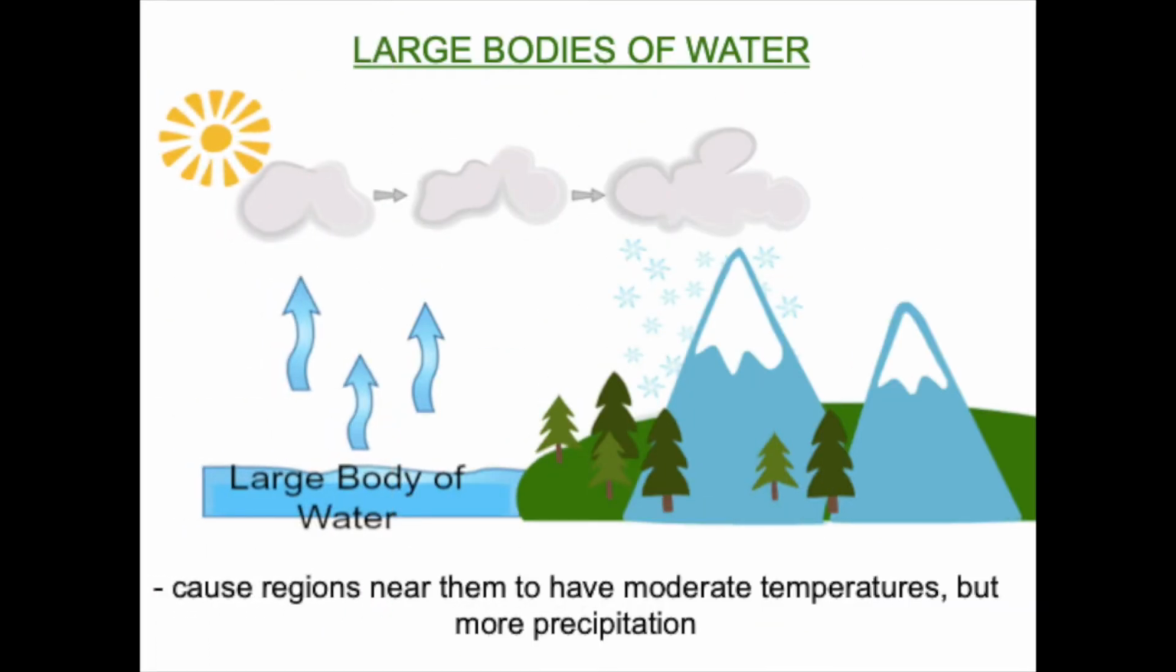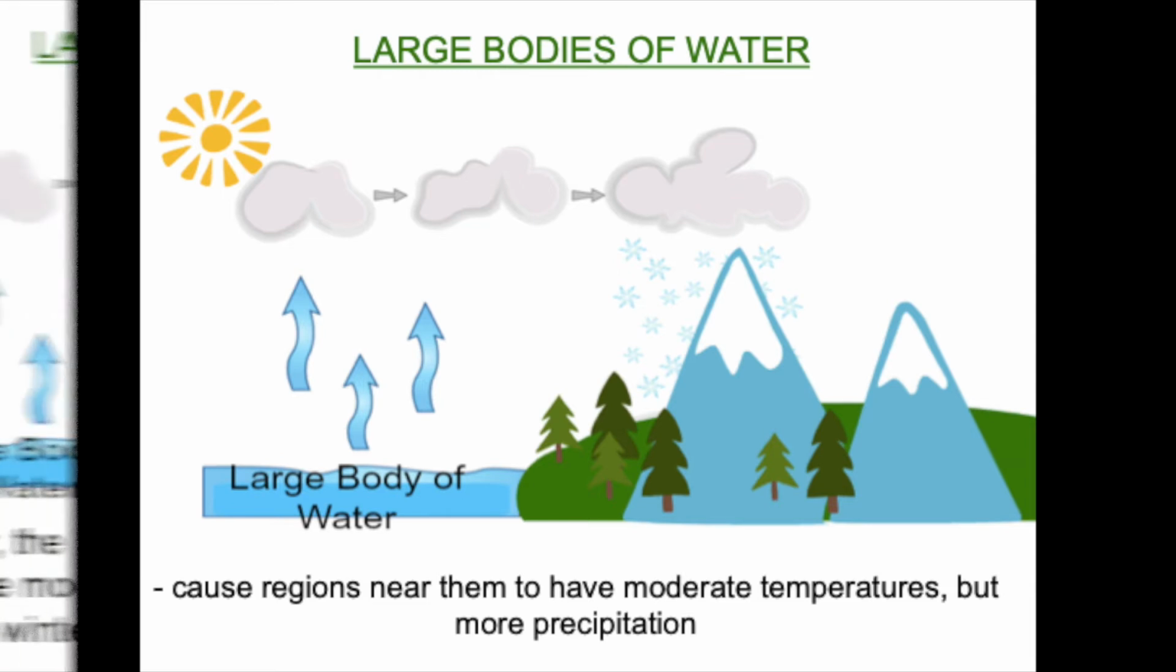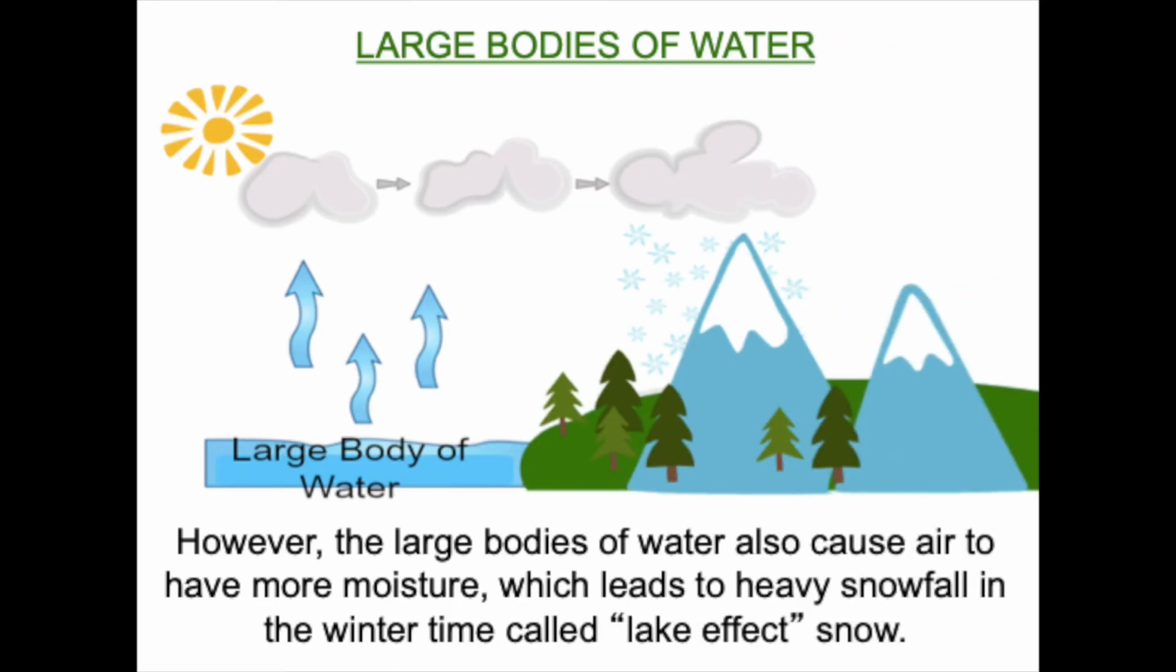Large bodies of water can cause regions near them to have moderate temperatures, but also more precipitation. Makes sense. Think about it. You have evaporation coming up off of the water, okay? And then you have moisture in the air, and as it climbs, it leads to heavy snowfalls in the winter, and this is known as lake effect snow.